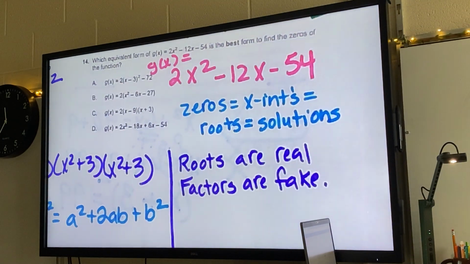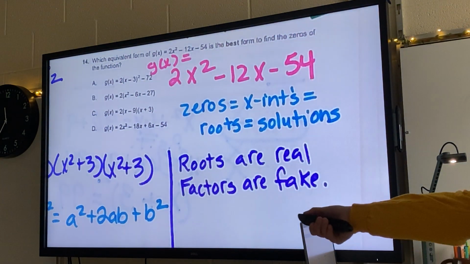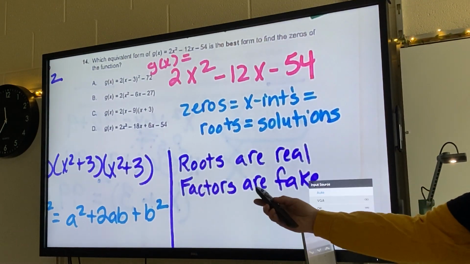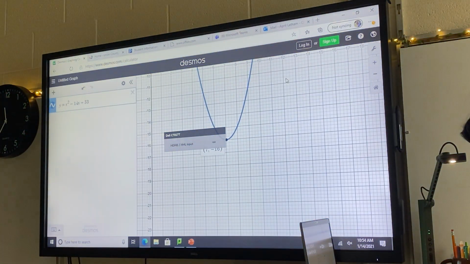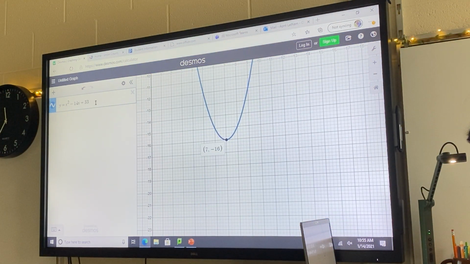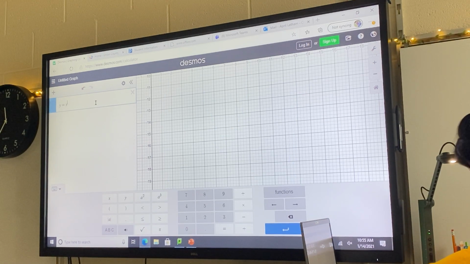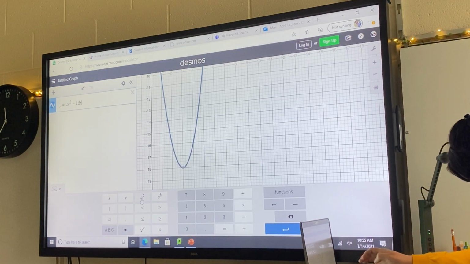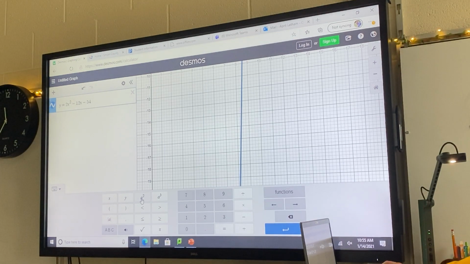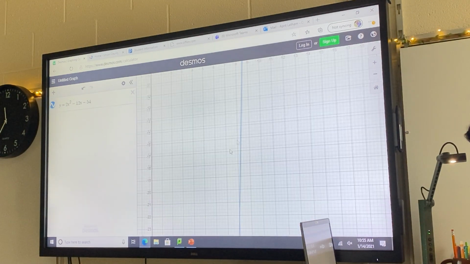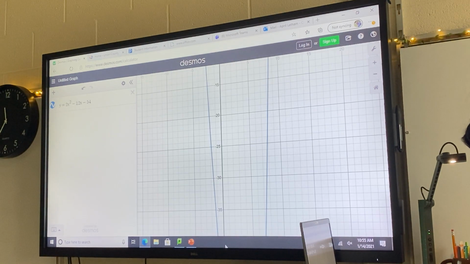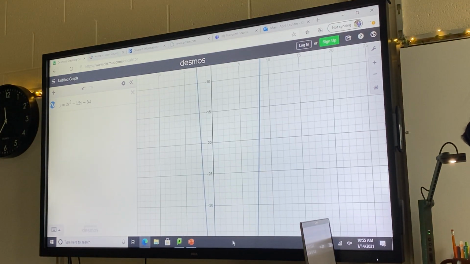Alright, let's go to Desmos again. g of x is just a fancy way to say y, that's function notation. So y equals 2x squared minus 12x minus 54. I'm going to have to do some major maneuvering in my graph here. I'm going to zoom out just to help me get to the roots faster.